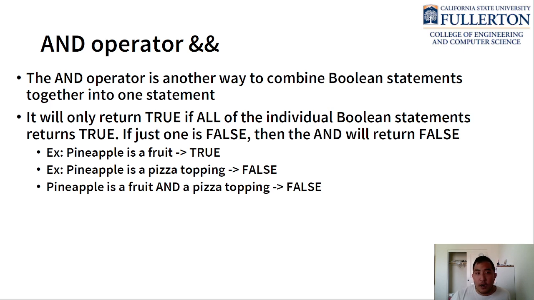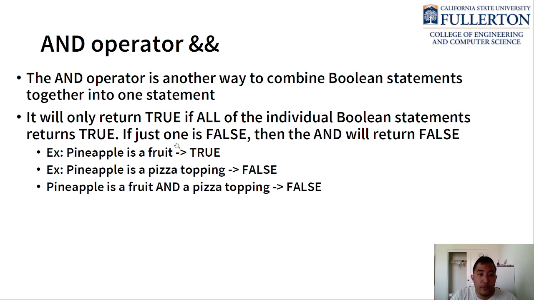Okay, so let's talk about the AND operator next. So the AND operator is the other way that you can combine Boolean statements, and it kind of has the opposite effect. And so AND will only return true if all of the individual Boolean statements return true. Okay, if just one of them is false, then the AND will also return false.